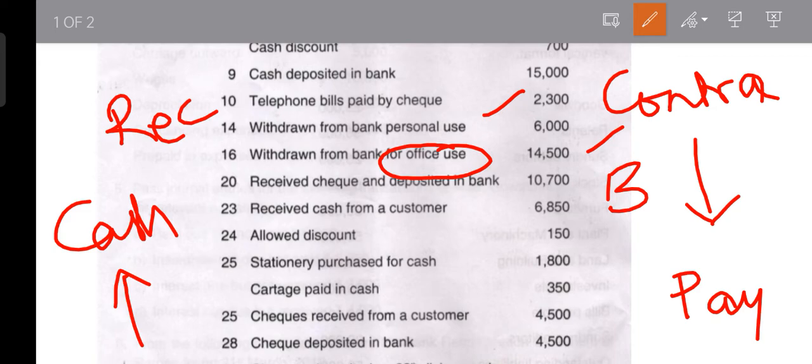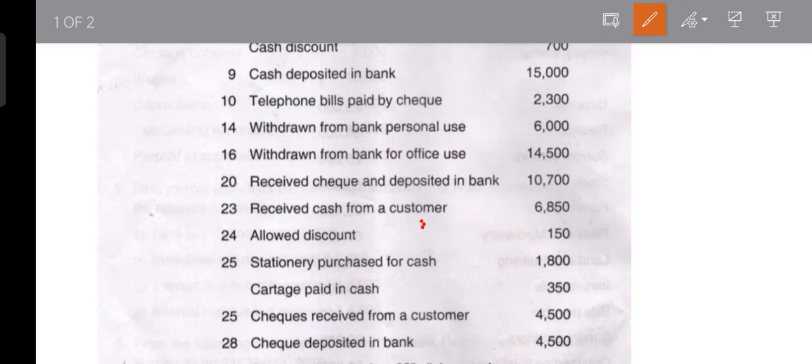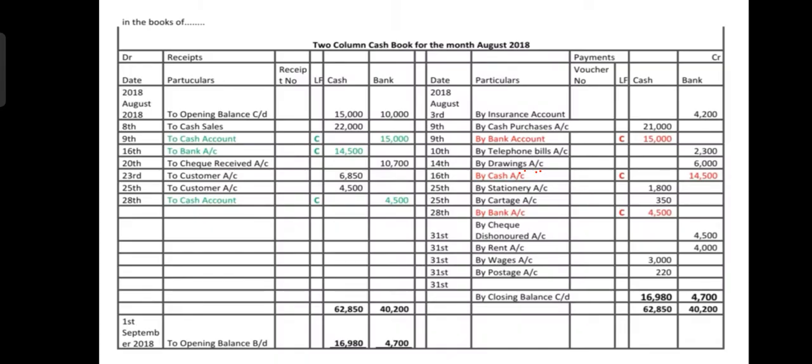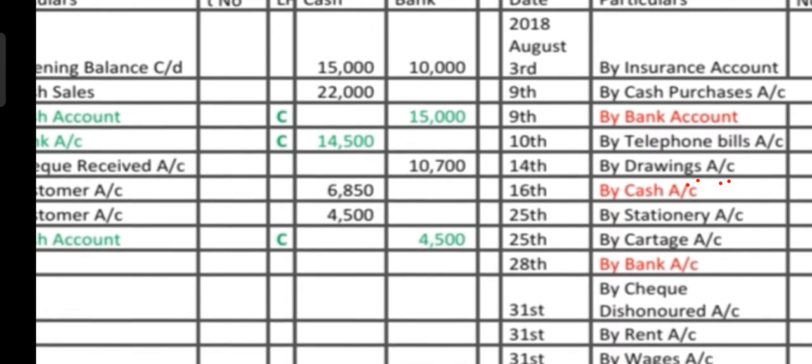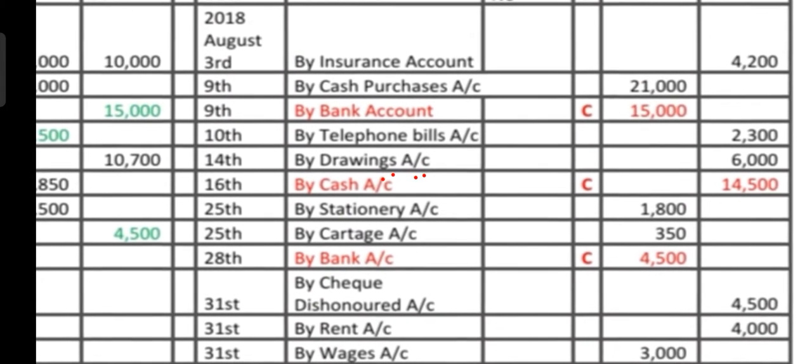And in contra, this is one of the contra entries, that is to be denoted by writing C in the ledger folio column. For a single transaction, we are going to record on both sides of the cash book, one in the cash column, one in the bank column, which we call a contra entry. Now let us see here, this happened on 16th.